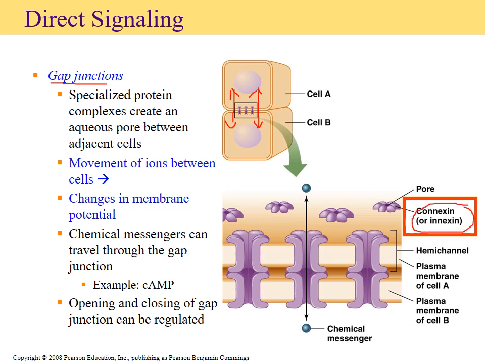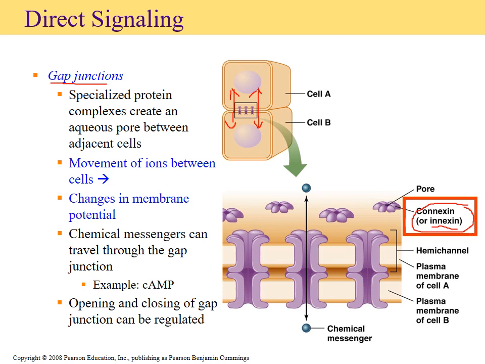Now, on your PowerPoint, you're going to notice that it says connexin, and then in parentheses, it says or innexin. Innexin is what the protein is called when we take a look at invertebrate samples, because we have seen gap junctions in both vertebrate as well as invertebrate muscles. Now, the nice thing about a gap junction is that it really allows the movement of ions to seamlessly go from one cell to the next.